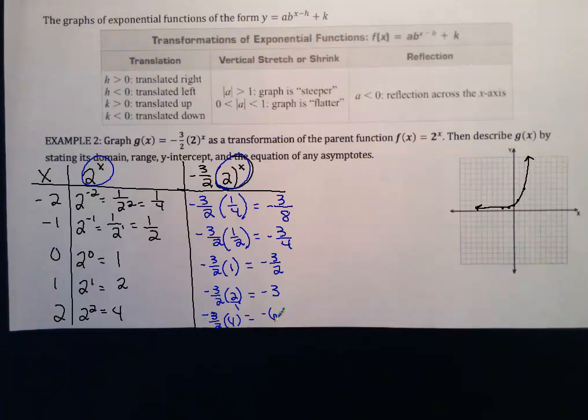Okay, and so we can graph that. This time at negative 2, we're going to have... I don't even like graphing those numbers. I'd rather start here where I can have some whole numbers and have an idea of what's happening. So you could start anywhere. I'm going to start with 1, negative 3. Then 2, negative 6. Then 0, negative 3/2, and negative 3/4 and negative 3/8.